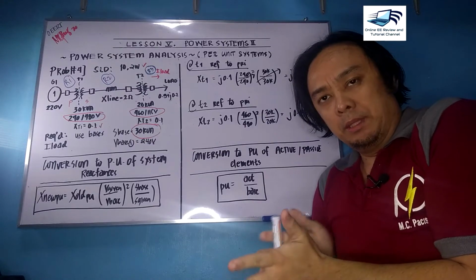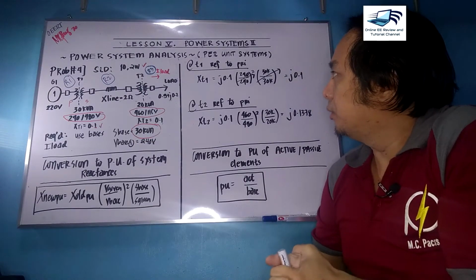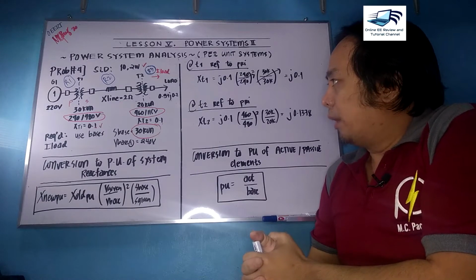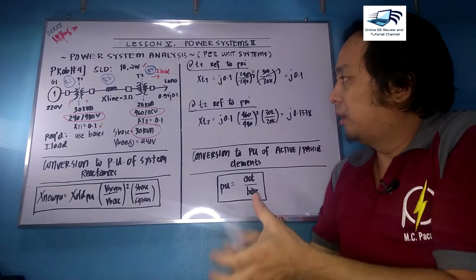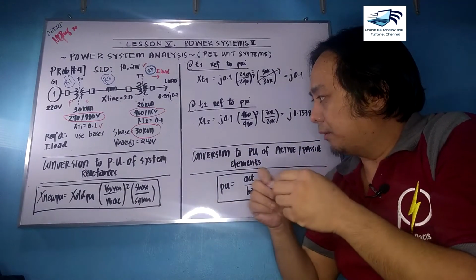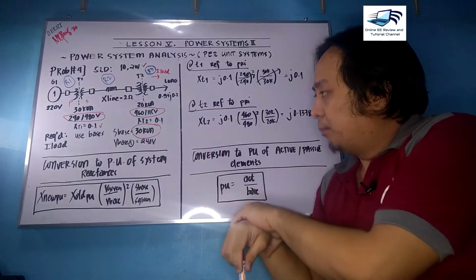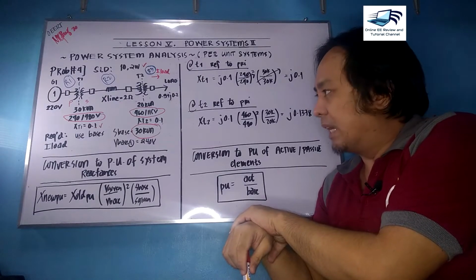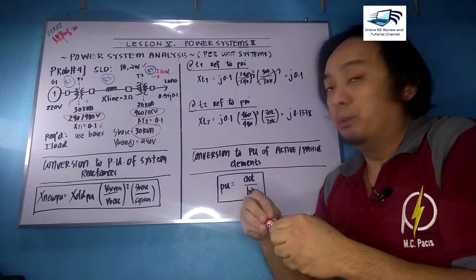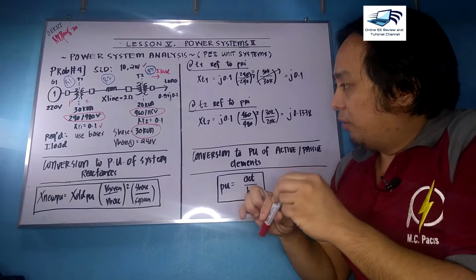Okay, so we will continue our discussion on problem number 4. So I retain the diagram here, so that when we convert to per unit the sum of the per unit reactances here, we can have a reference on the formula for the computations.